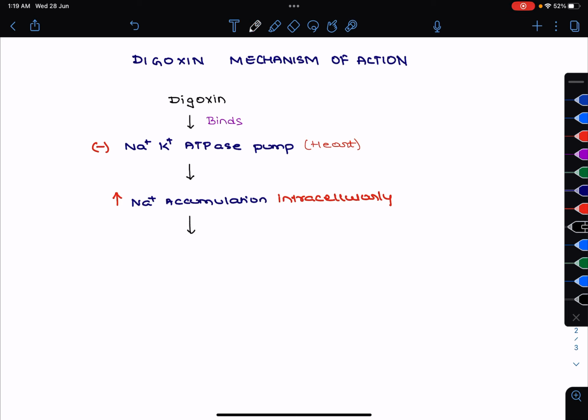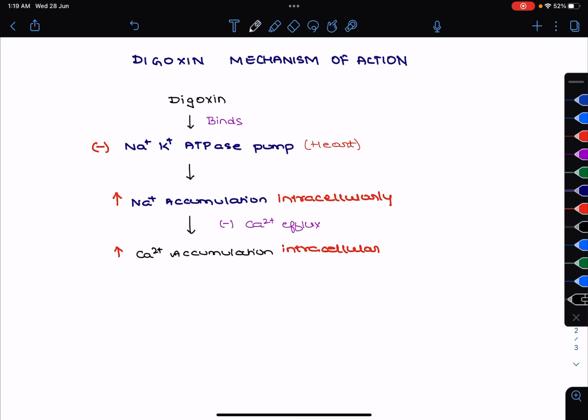Following that, there will be calcium accumulation again in the intracellular space. That means there will be an increase in the calcium concentration, because the increase in sodium accumulation intracellularly will inhibit the calcium efflux. Thereby it increases the calcium accumulation intracellularly.